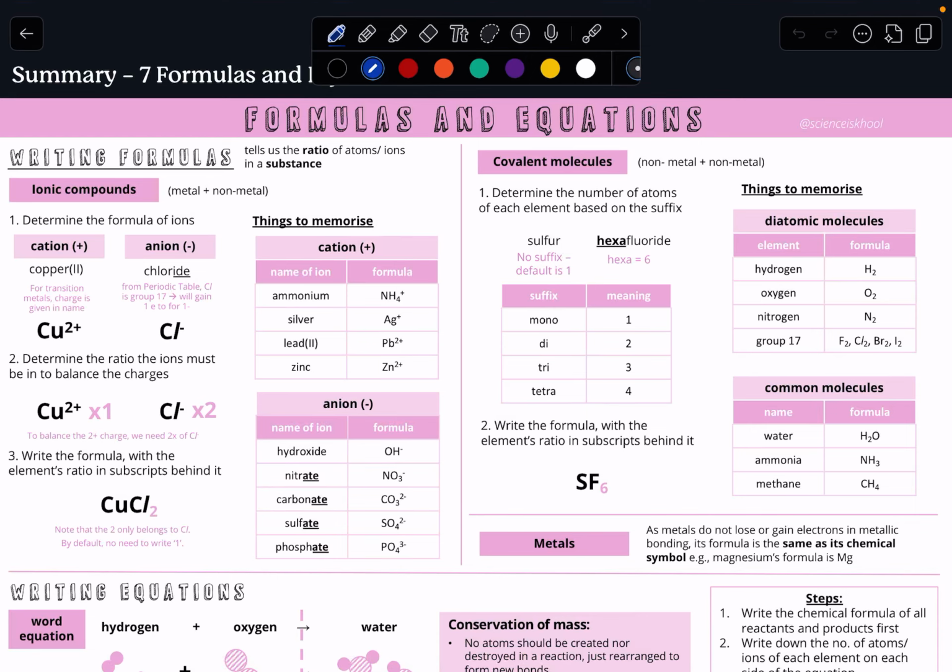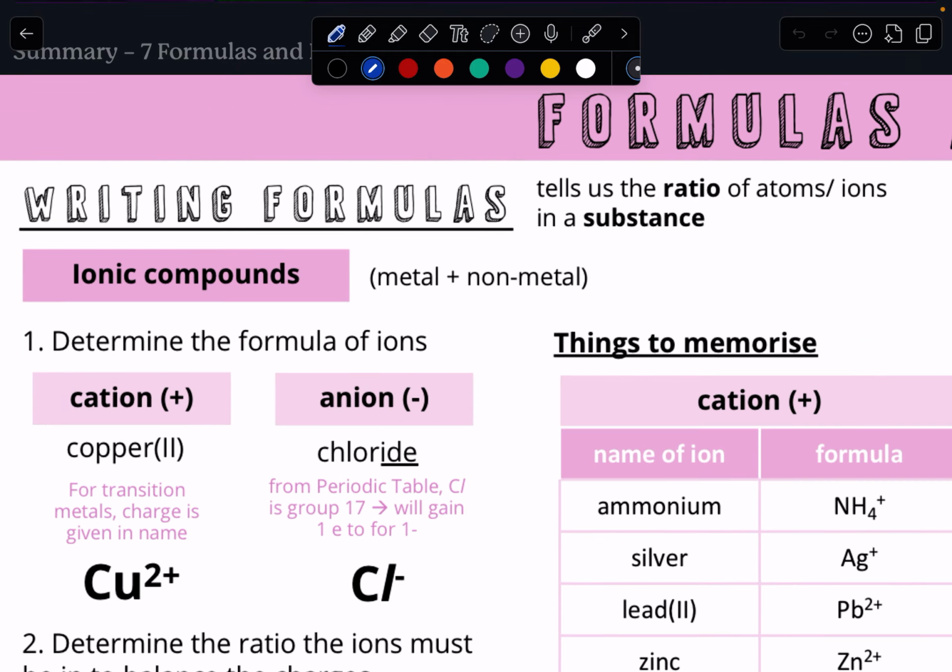Okay, so let's jump into the summary for formulas and equations. First off, let's think about why we need to write formulas. The whole purpose is to tell us the ratio of atoms or ions that exist within a substance. So let's split them into the three types of bonding: ionic, covalent, and metallic.